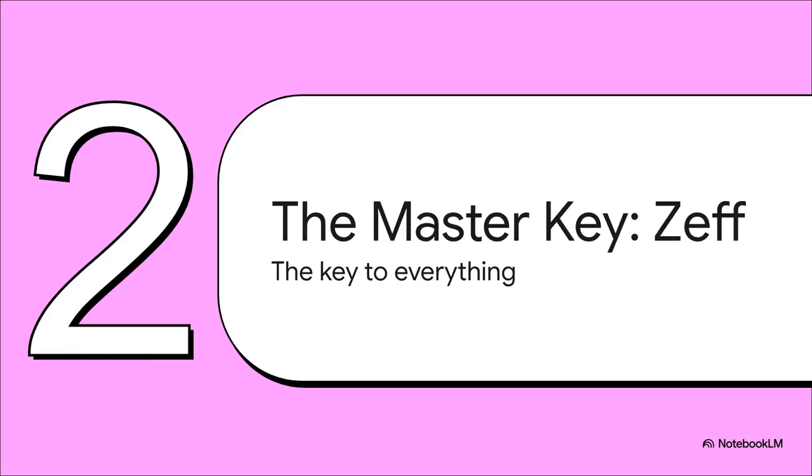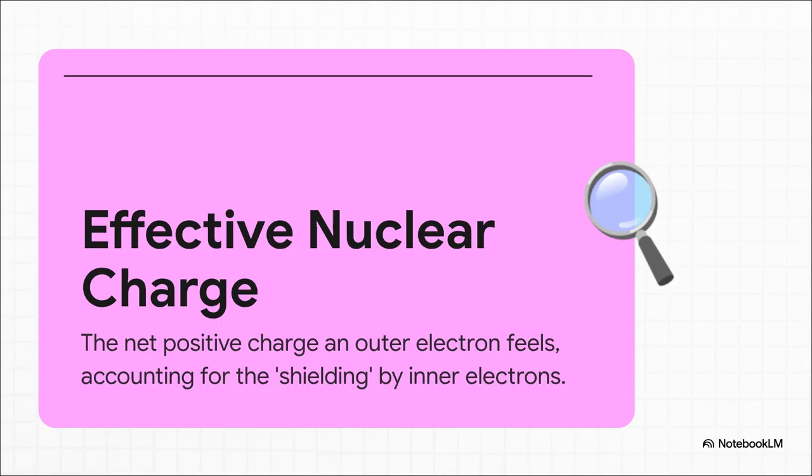And here we go. This is it. The master key. The one concept that explains it all. It's called effective nuclear charge, or as we'll call it, Zeph. Now, I know that sounds super technical and maybe a little intimidating, but trust me, the idea behind it is incredibly simple. And it is, without a doubt, the most important thing you need to know to make sense of this whole chart.